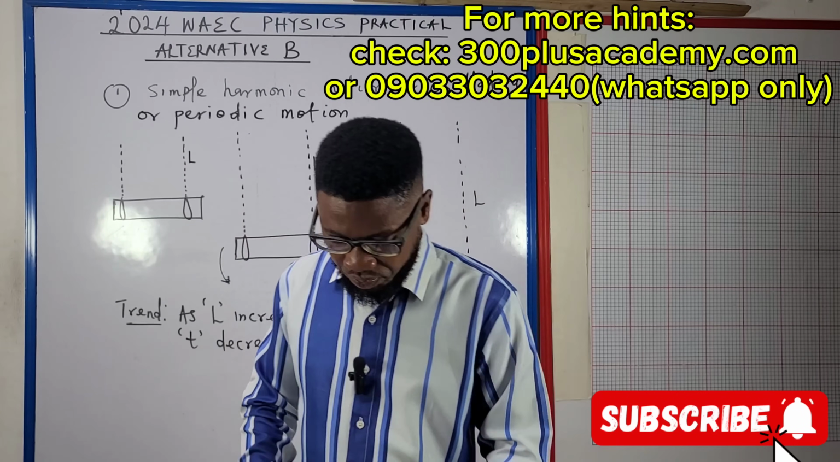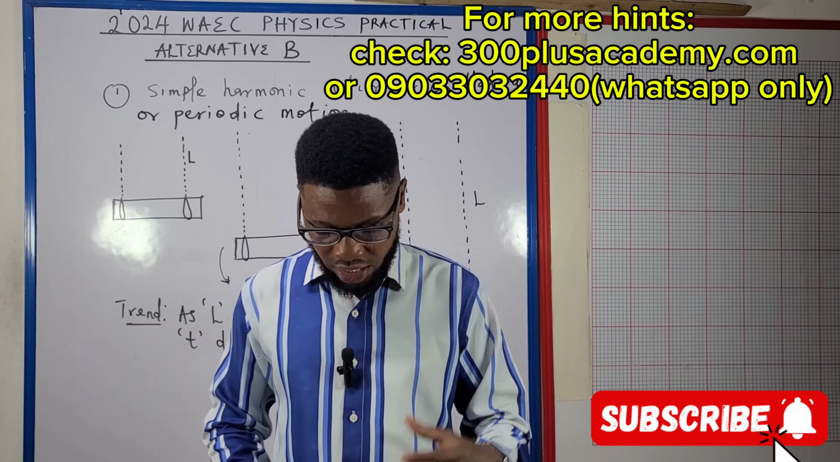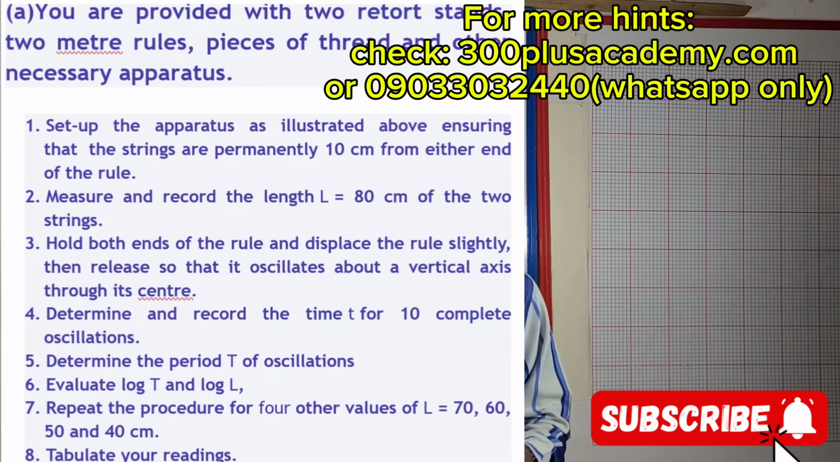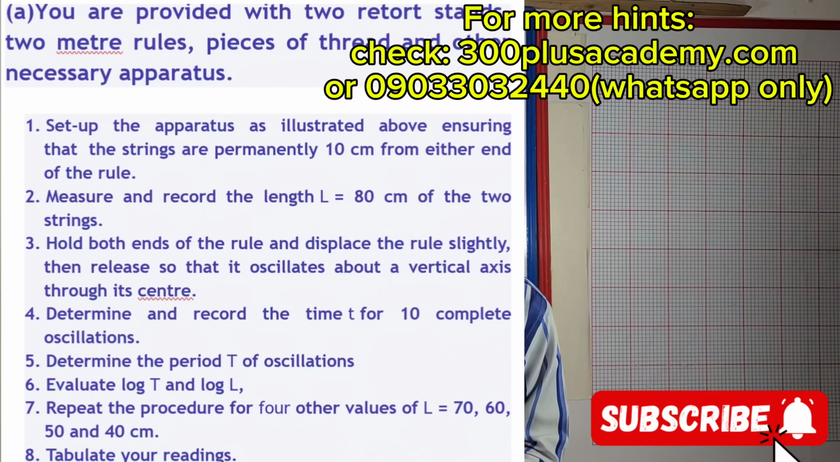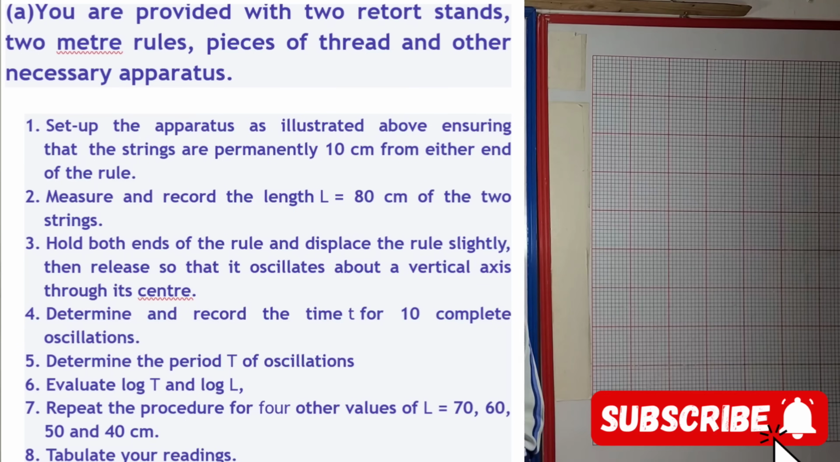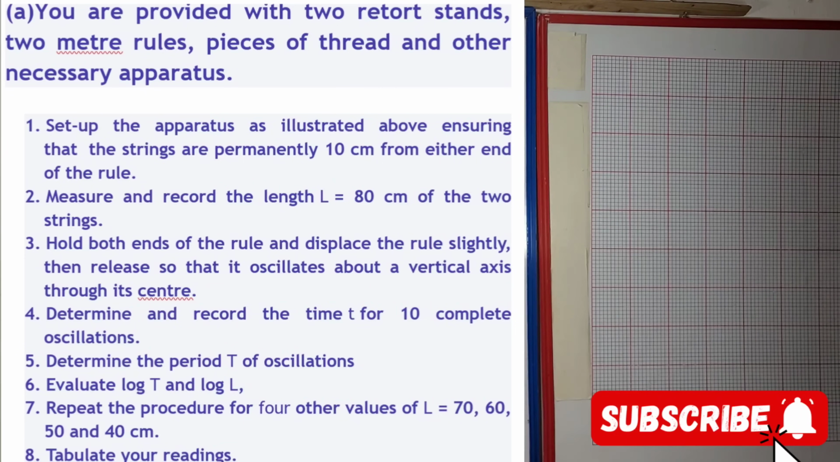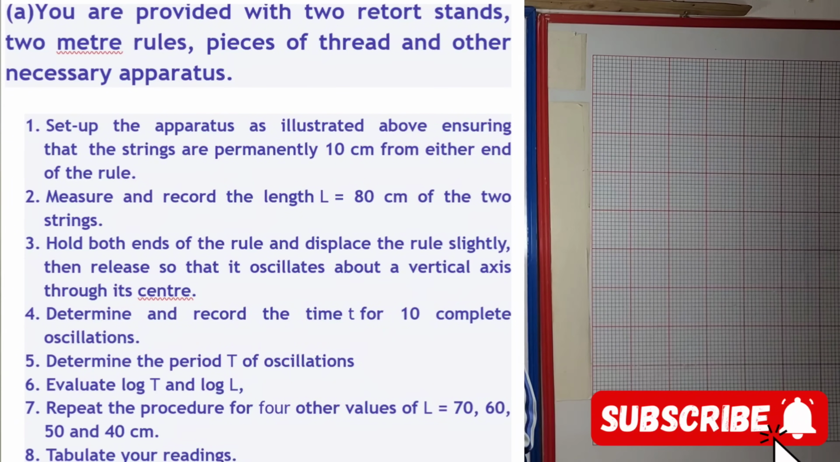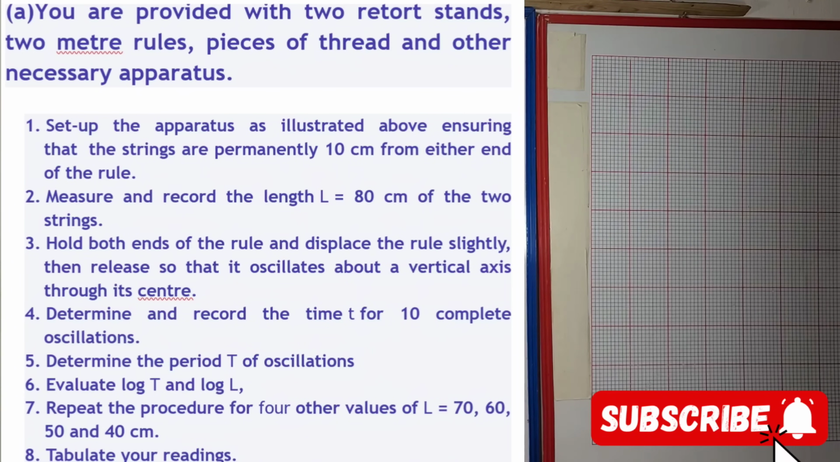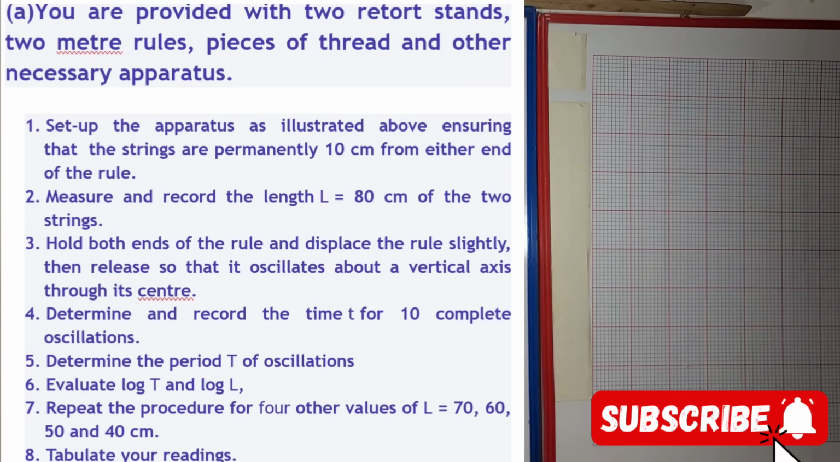As you can see in the question displaying on your screen, some of the things you're going to be provided with are two retort stands, a thread, two meter rules, a stop watch and some other materials as deemed necessary. So as you can see in the question on your screen, it says you are provided with two retort stands, 2 meter rules, pieces of thread, and other necessary apparatus.